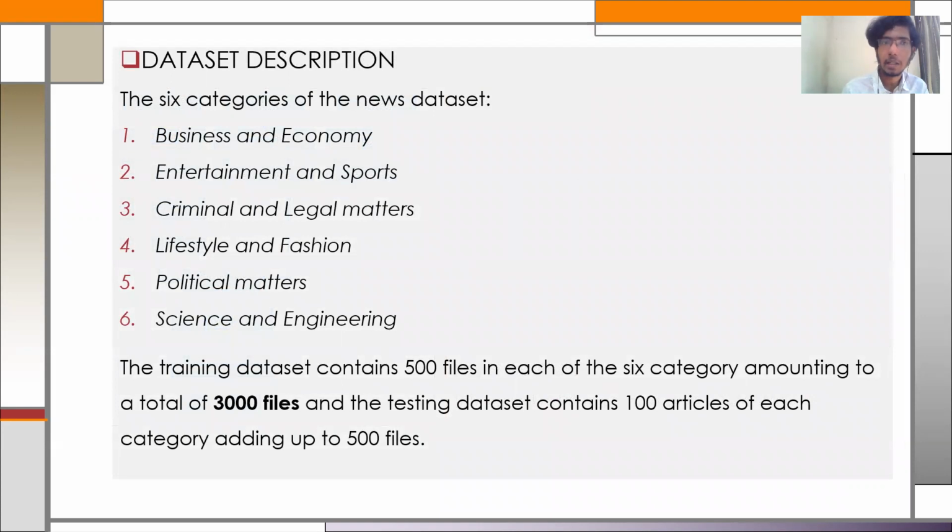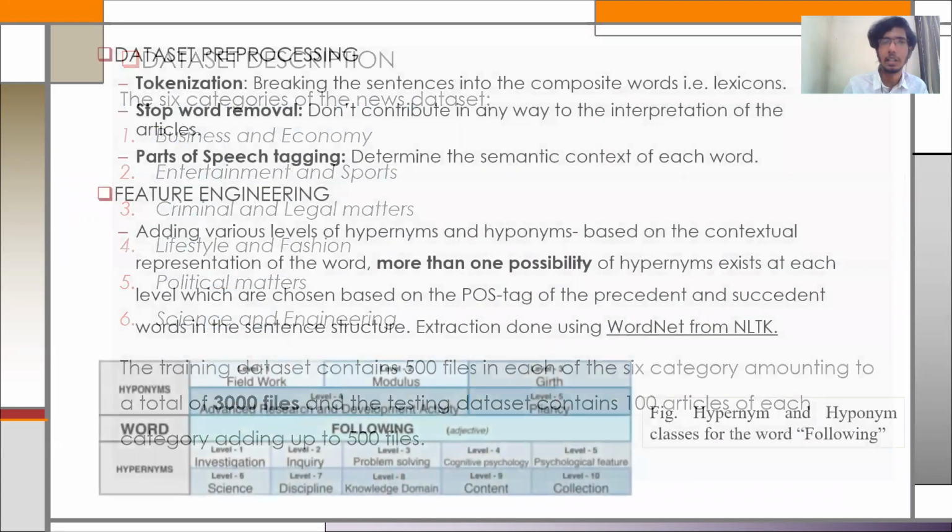We create our own dataset by collecting news articles from different categories such as business and economy, entertainment and sports, criminal and legal matters, lifestyle and fashion, political matters, science and engineering. We have a total of 3,000 files, which are 500 files in each of the 6 categories, and a testing dataset consists of 500 files with 100 articles in each category.